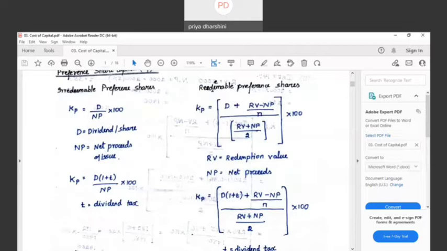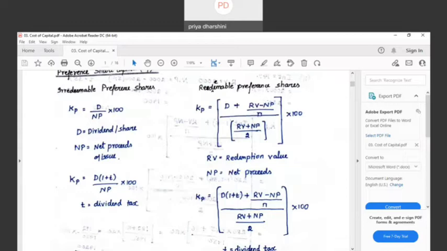You are already paying them dividend every year for the share capital which they have invested. So, given the redemption value and the net proceeds, suppose the redemption value is 110 rupees and net proceeds is only 100 rupees, which means on redemption I am going to repay the preference shareholders 10 rupees extra. Is that 10 rupees extra a one-time payment or is it going to be paid every year? It is only a one-time payment.